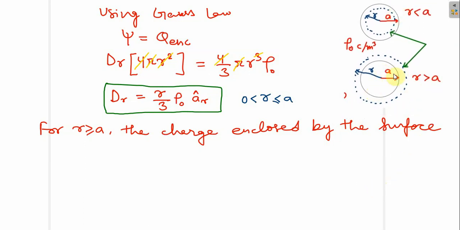So we are talking about this case, where r is greater than or equal to a. For this case we can see that this Gaussian surface is enclosing or covering it as a whole. So this whole charged sphere is being covered by this Gaussian surface.